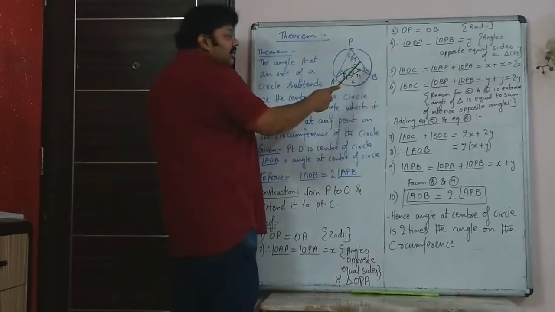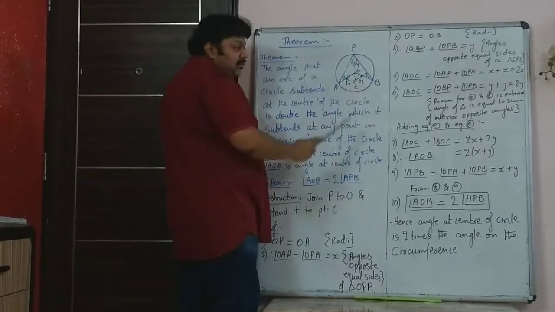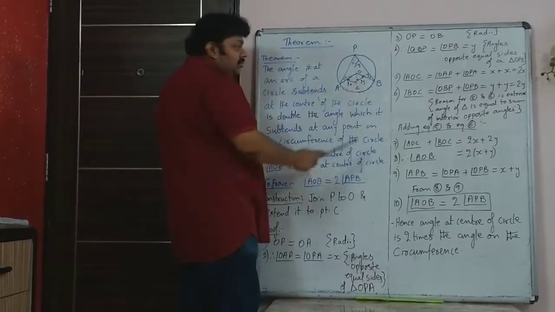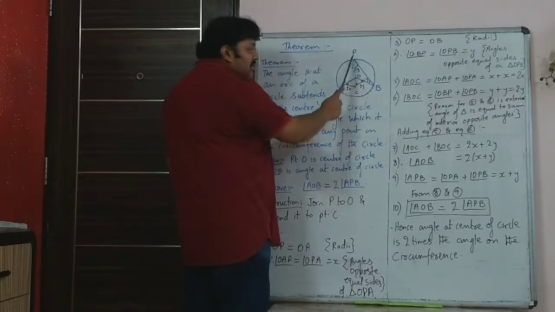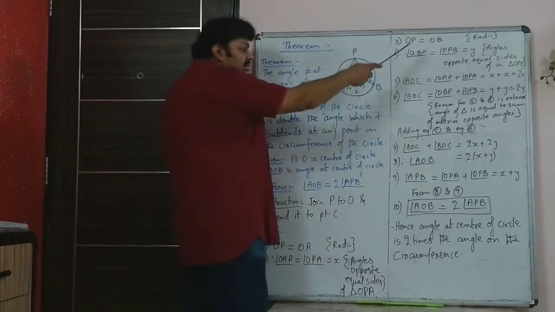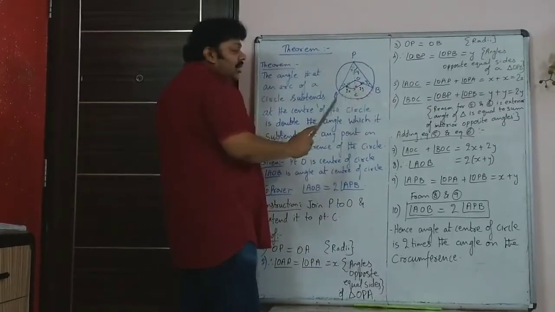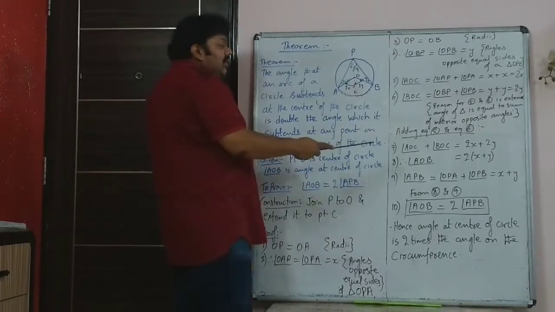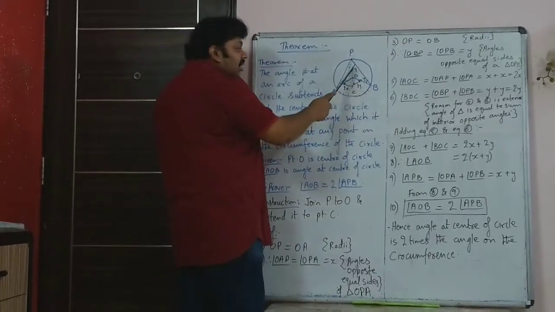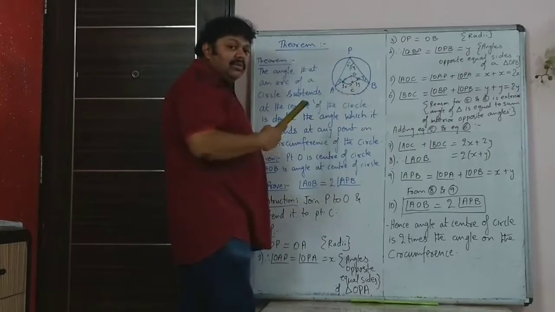Similarly, now you take the other triangle, that is OBP. In triangle OBP, you have OB is equal to OP. Again, same reason, OB and OP are radii. So now therefore you will have sides are equal, so angles opposite them will be equal.